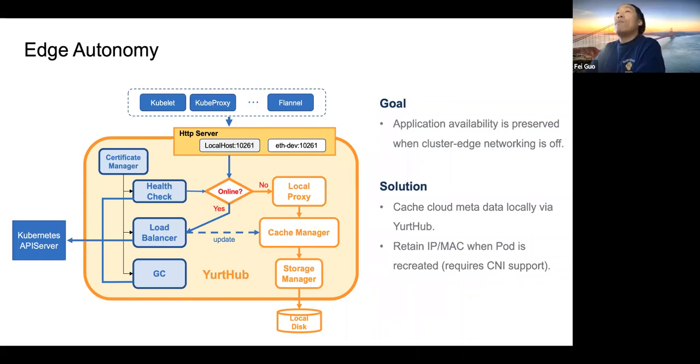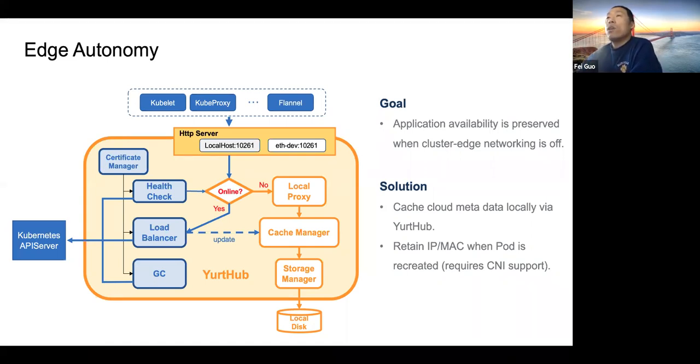Okay, so let me briefly talk about how we resolve edge autonomy. The goal is that application availability is still preserved when the cloud-edge networking is off. The high-level idea, similar to what Kubernetes edge solutions do, is that we cache the cloud data locally.